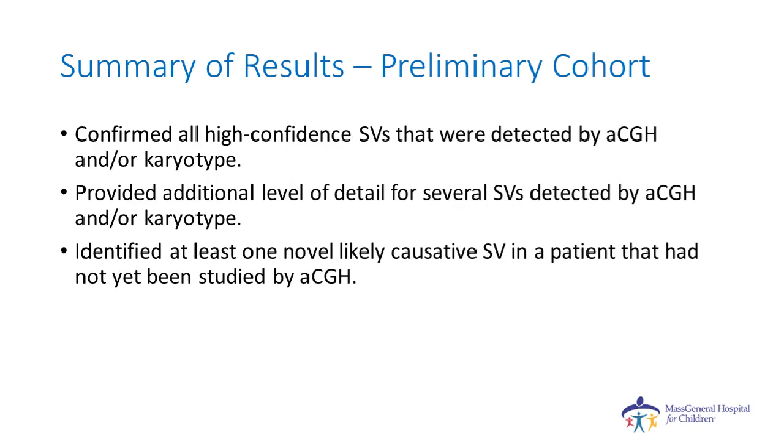So I'll just summarize the results. From our preliminary cohort, this analysis is complete. That's the 19 patients. We confirmed all high confidence structural variants that were detected by array CGH or karyotype. And I'm going to show you some examples of cases where, using the Bionano technology, we saw an additional level of detail for some structural variants over array CGH or karyotype. And we also identified at least one novel likely causative structural variant in a patient that had not yet been studied by array CGH.